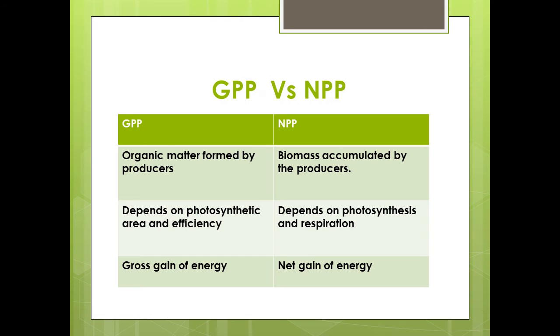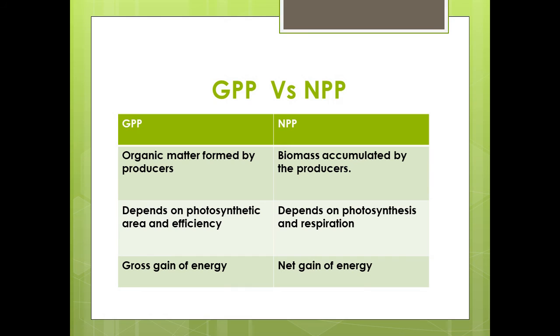Let us look into the differences between gross primary productivity and net primary productivity. So, gross primary productivity is the rate of total amount of energy captured or organic matter formed by the producers. Net primary productivity is the rate of energy stored or biomass accumulated by the producers. It depends upon the amount of photosynthetic area and photosynthetic efficiency. Net primary productivity depends upon the rate of photosynthesis as well as respiration.